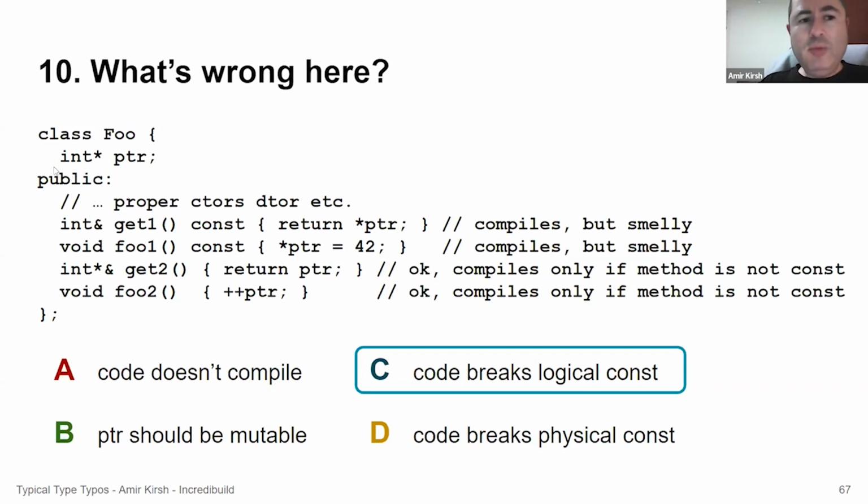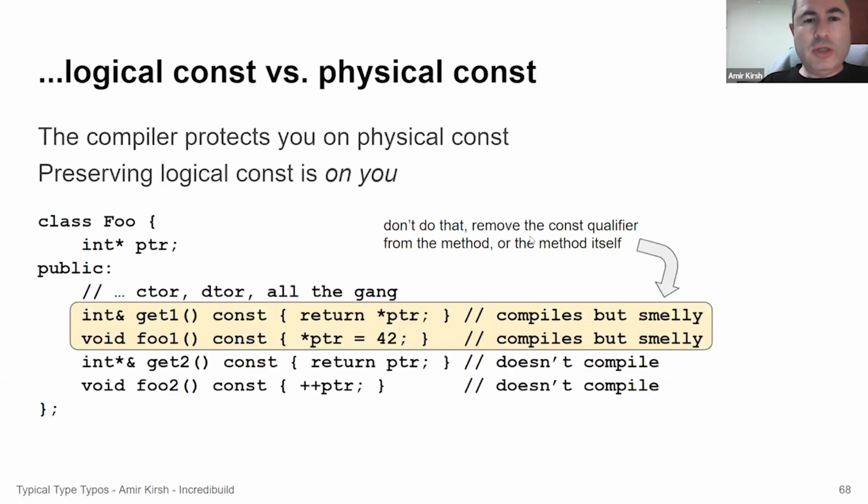By the way, even if you had mutable here, the code would still be smelly. So the mutable answer is not right. Why? Because if you had mutable here, it means that I'm okay in a const function with you changing the address. And still, these two are smelly, in that it's a const function. Why do you return the actual value by reference? It is the programmer's responsibility to protect the logical constness of the class, and in some cases you do see bugs of that. So logical const versus physical const is something that you have to know of.